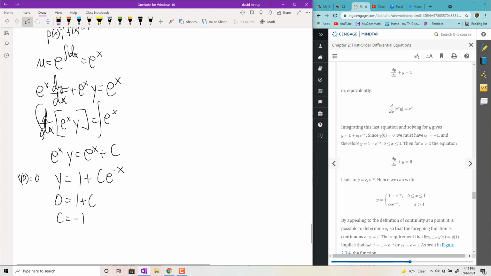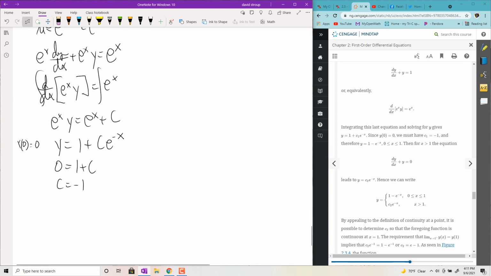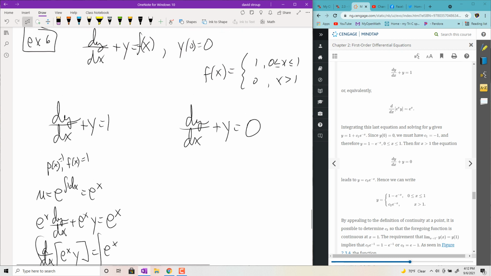And so one piece of our solution for our final answer is going to be 1 minus e to the negative x, and that will be on the interval from 0 to 1. Okay, so let's get the other part. Again, my integrating factor is just going to be e to the x. So I'll end up with e to the x dy over dx plus e to the x y equals 0.